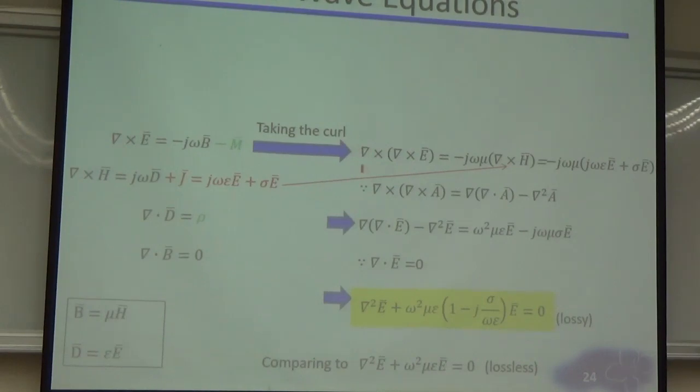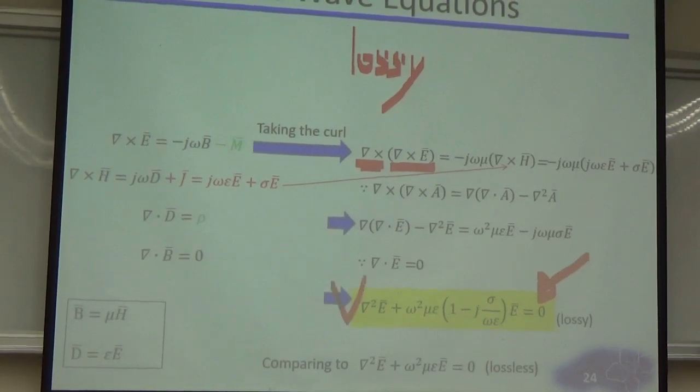Yeah, you do the second curl. This is the first curl, and you do the second curl, and you find out finally you got a very similar form of the wave equation. Actually, this is a lossy case. It's a lossy case of the wave equation. You got this one, and also there is another one for H, for the magnetic field, and it is very similar because the equations are similar.